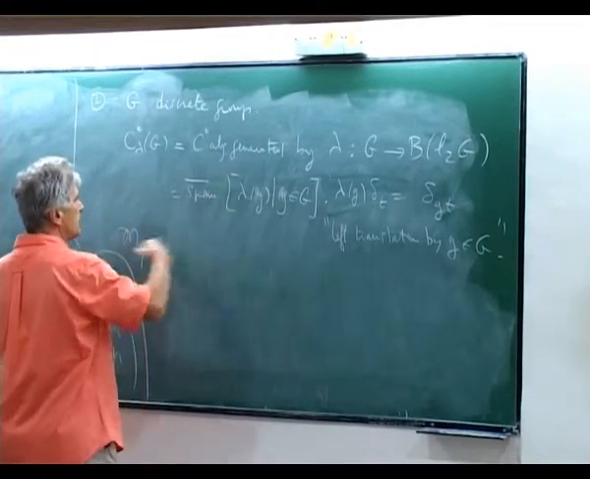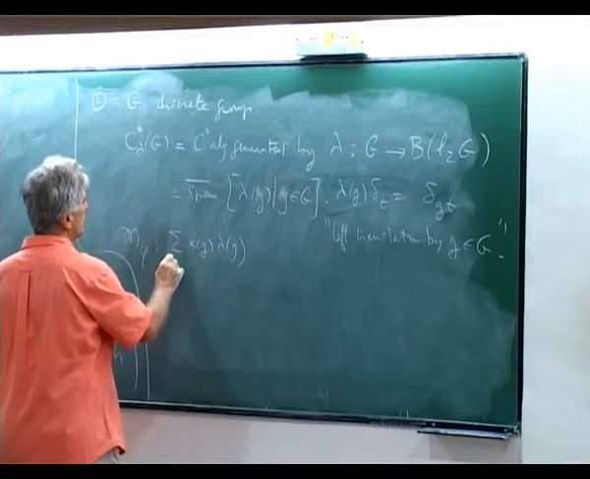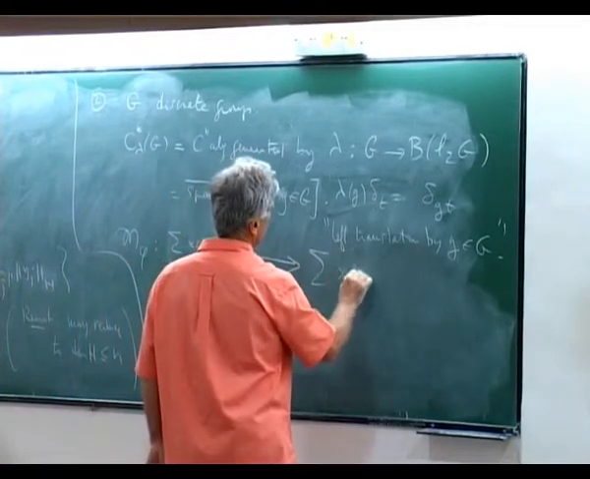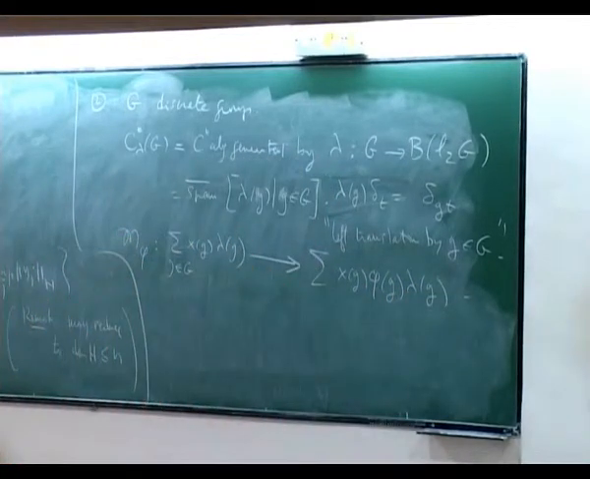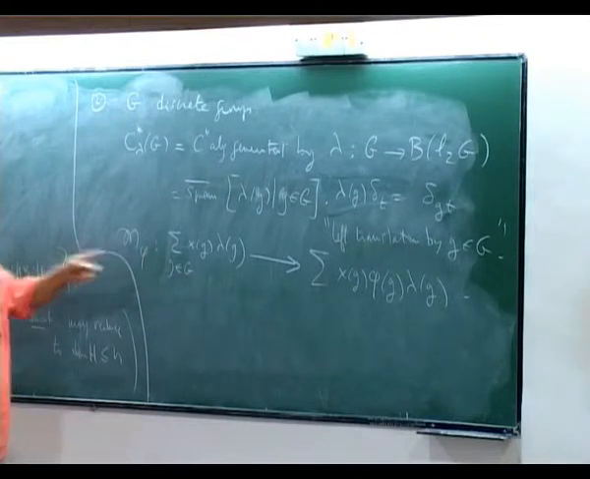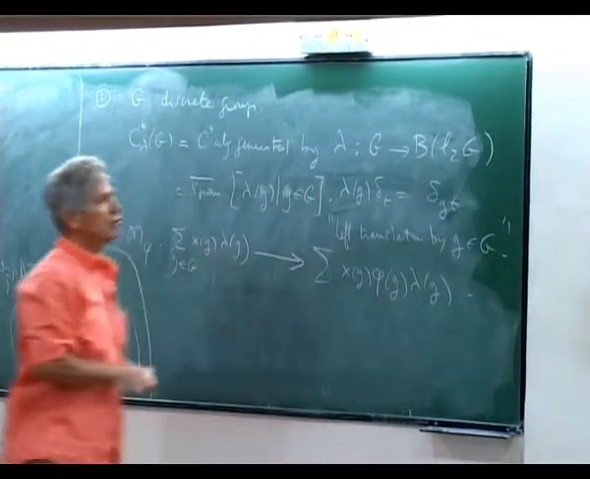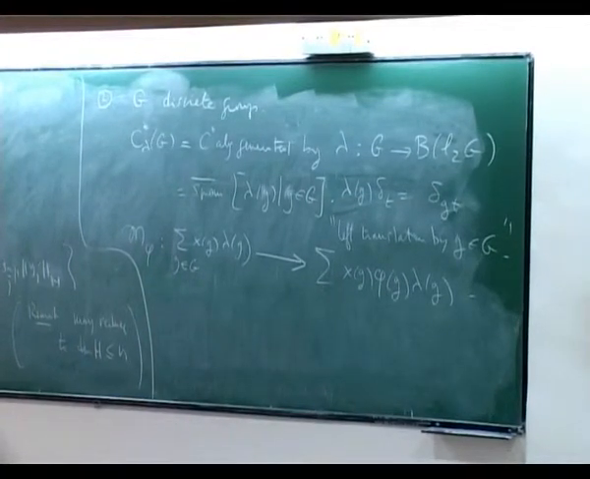Since this is the closure of this linear span, I don't want to be too formal. So this finite sum, let's say finite sum, goes to the sum of x_j phi(g) lambda_g. So this is the analog of a Schur multiplier in this algebra. In fact, there is a connection, because you can show that this is the restriction of a multiplier of this form acting on bounded operators on L2(G). There is a connection between the two characterizations, but it is not entirely trivial.